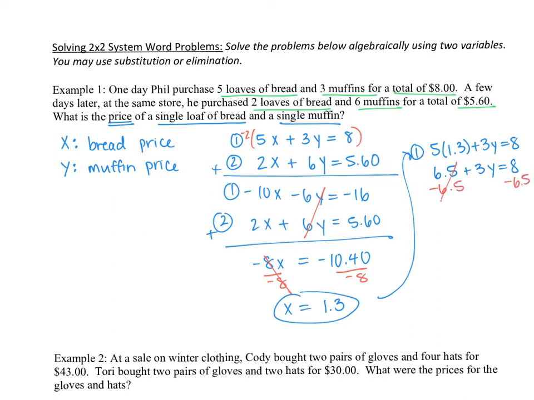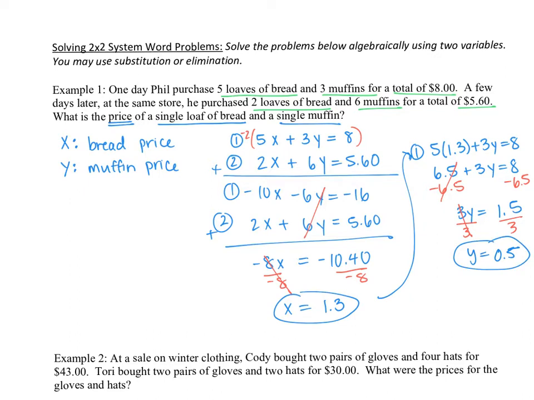So the goal here is to get that y by itself. So 3y comes down. 8 minus 6.5 gives me 1.5. So if I divide by 3, my y is now by itself. So 1.5 divided by 3 is 0.5.